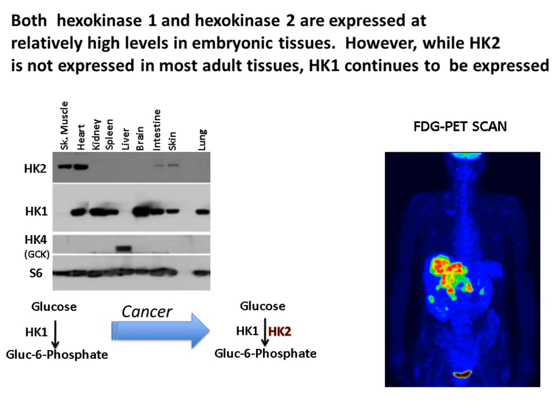However, when normal cells convert into cancer cells, they start expressing very high levels of hexokinase 2 in addition to hexokinase 1. And this is manifested by the FDG PET scan.